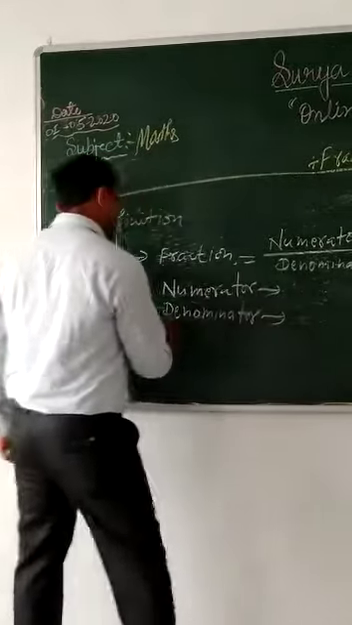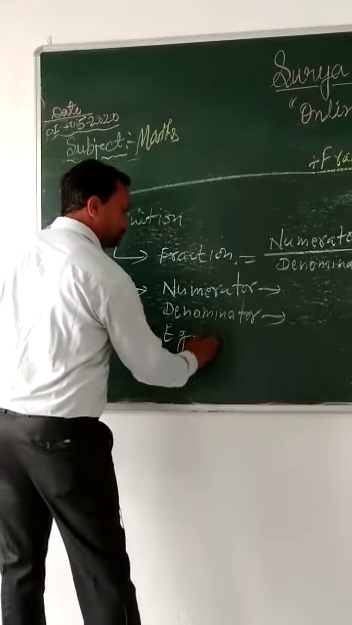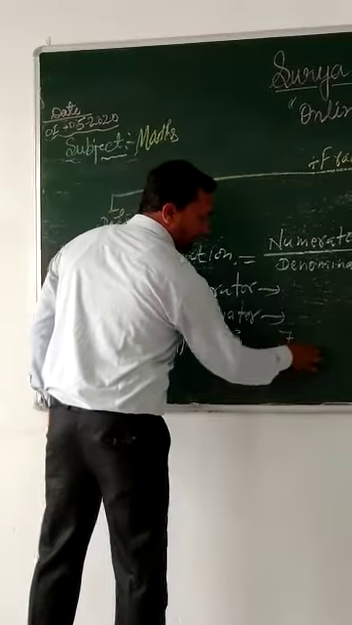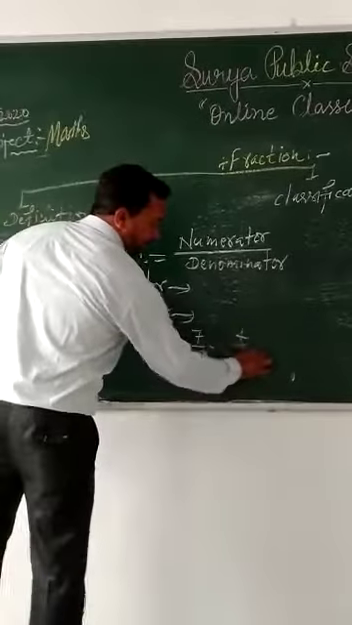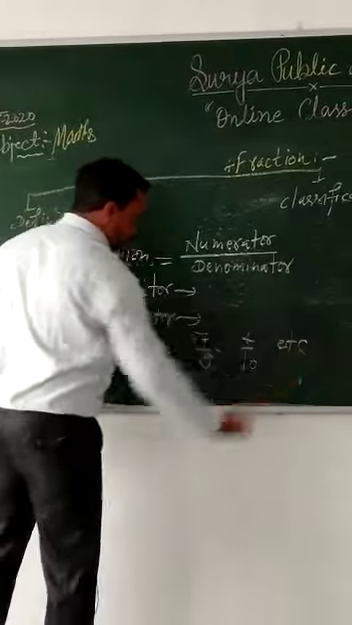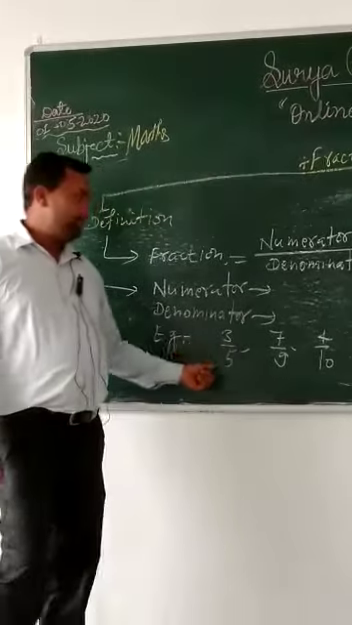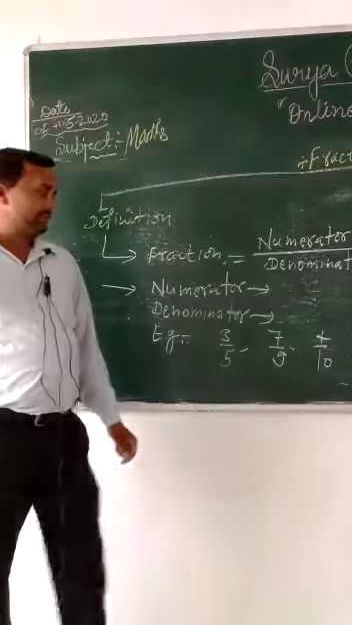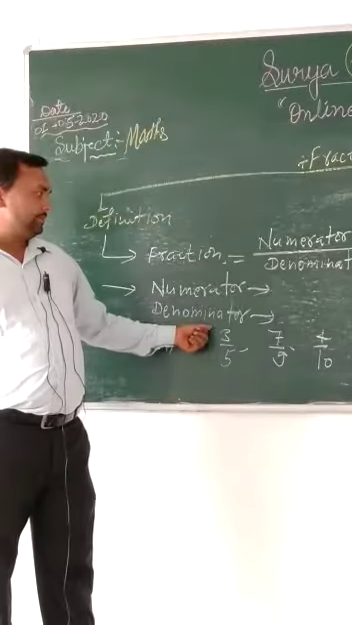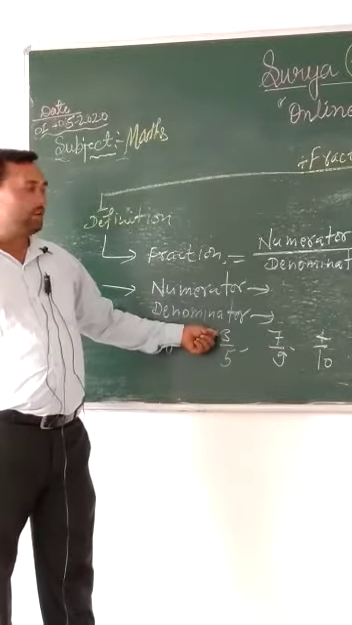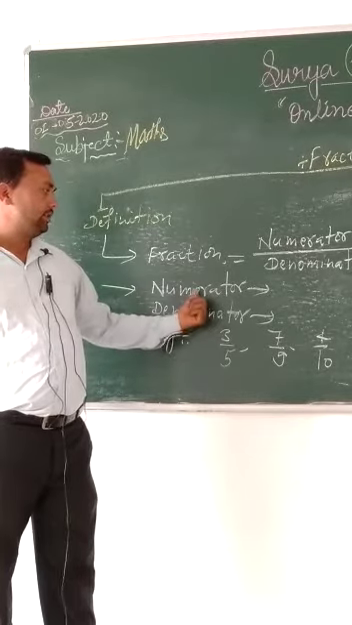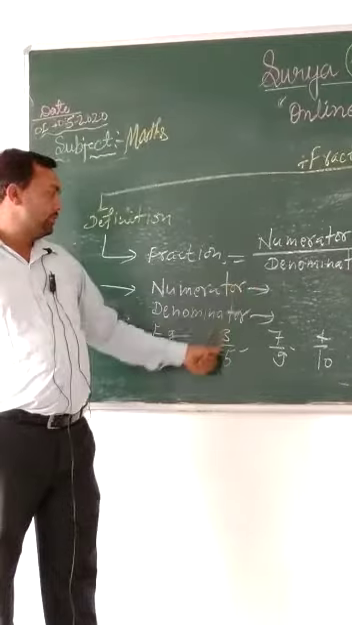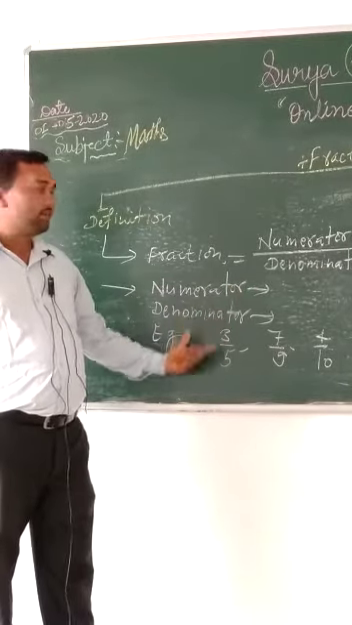For examples, 3 by 5, 7 by 9, 4 by 10, etc. These are examples of fractions. So we can say 3 is the upper part of the fraction, so it is called the numerator. 5 is the lower part of that fraction, so it is the denominator.